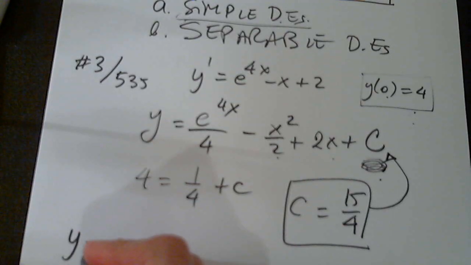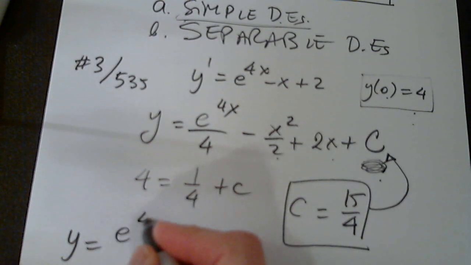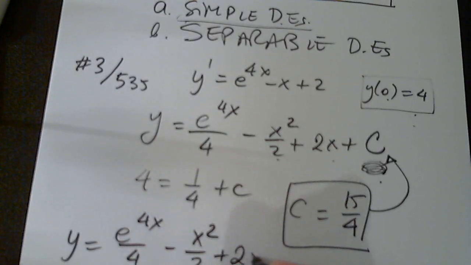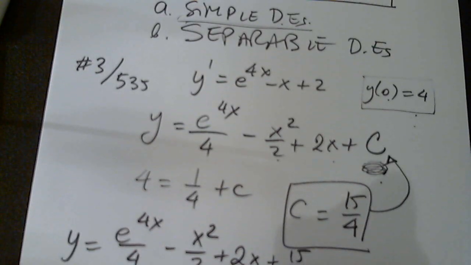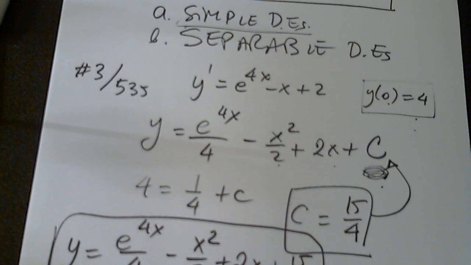In this section, nothing is new by comparison to what we covered in chapter 4. So y equals e to the 4x over 4 minus x squared over 2 plus 2x plus 15 fourth. And this is it. That's all we were asked to find. Okay, now your turn if you'd like. If not, I will choose. Let's practice with any other.